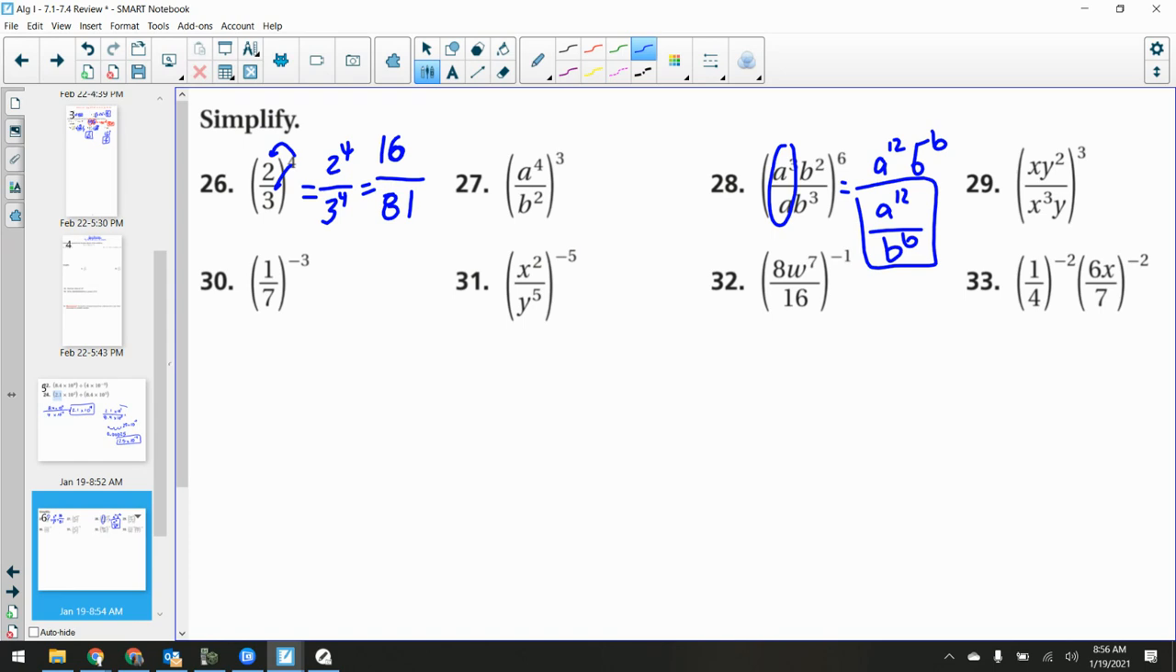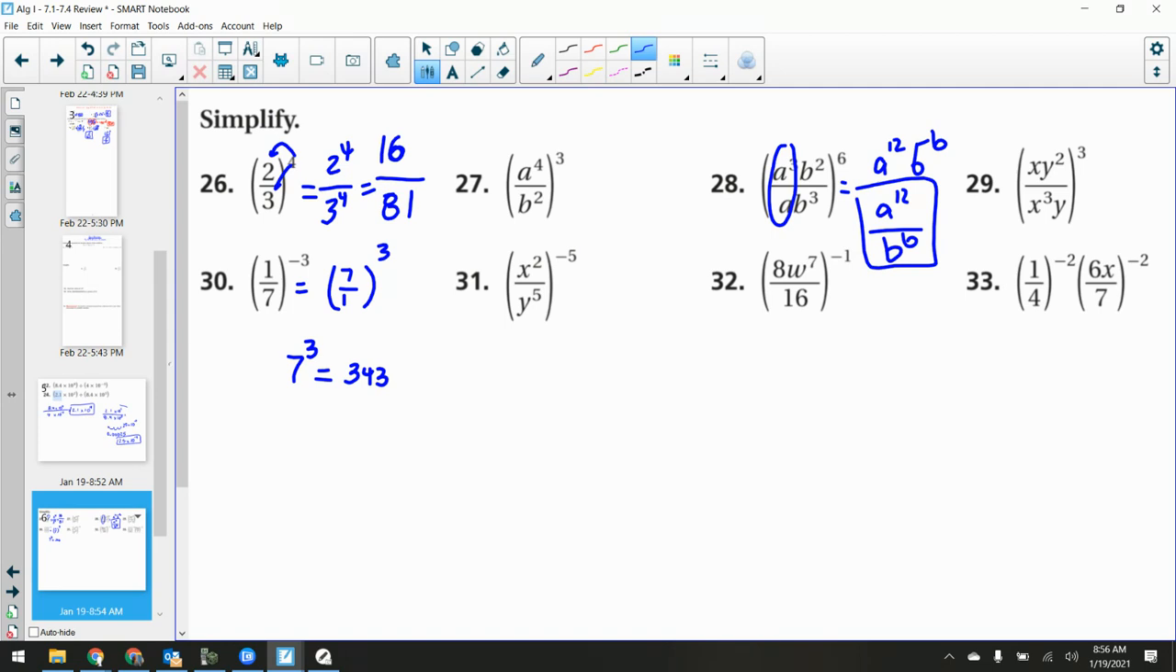Number 30. Hannah, what do I do with the fraction raised to a negative exponent? Flip it. So this should be 7 over 1. Well, isn't 7 over, oh, sorry, positive 3 now. Isn't 7 over 1 just 7? So it really ends up being this, right? What'd you get for that? 343? That seems right. Pretty big number.